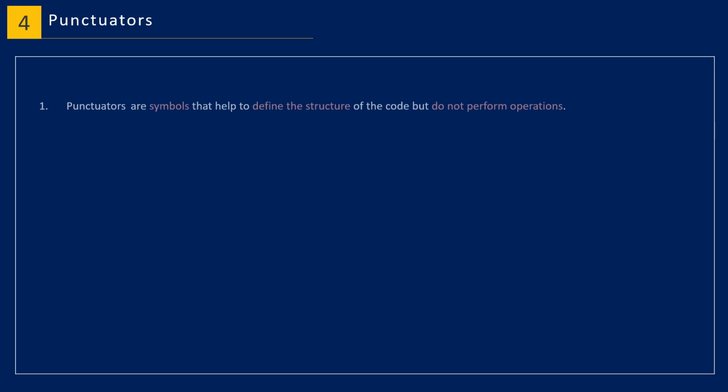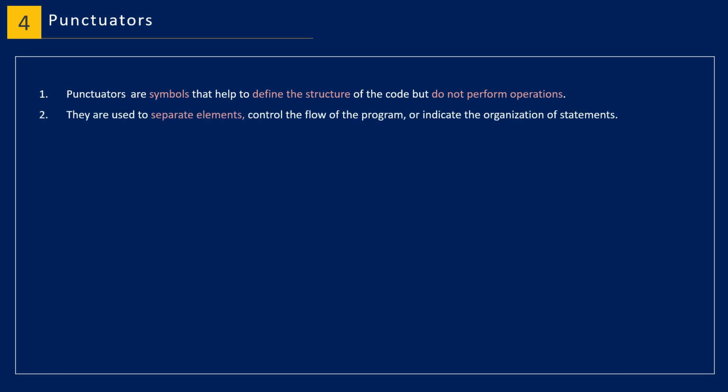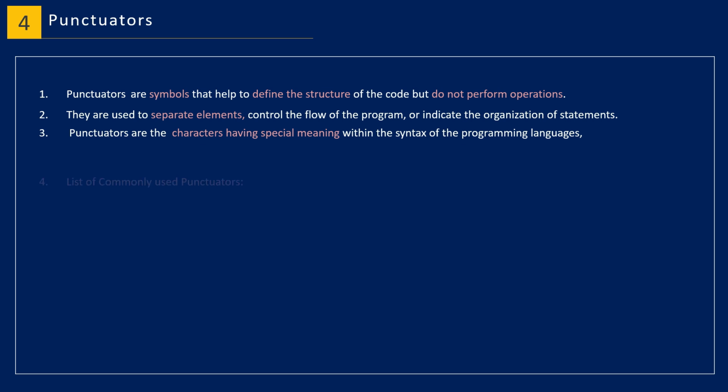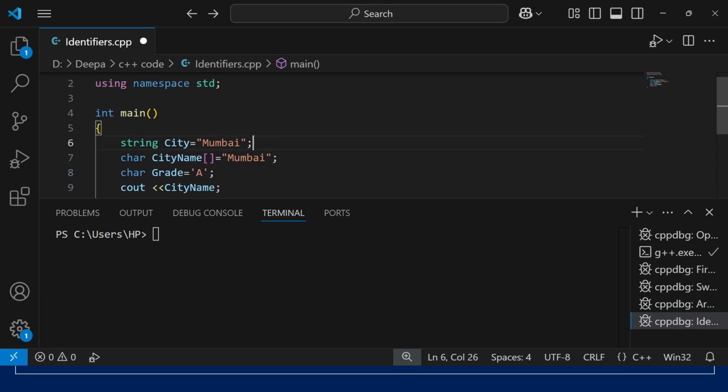Let's understand punctuators. These are the symbols which help us in our program to define the program in a structured manner basically, and they will not perform any actions. They are basically used to separate the elements. Each and every punctuator has a special meaning, which means its functionality is defined in the C++ language. Commonly used punctuators are the semicolon. We can see in this example, at the end of each line we have given the semicolon. It means it terminates this line and a new line starts after that.